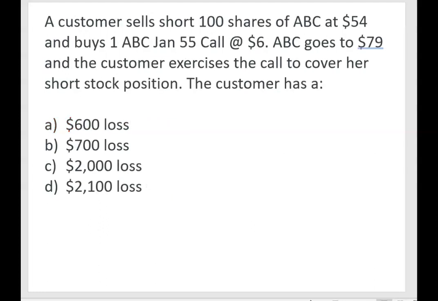Okay, let's bring another one here. A customer sells short 100 shares of ABC at $54 and buys one ABC January 55 call at $6. ABC goes to $79 and the customer exercises the call to cover her short stock position. The customer has A, $600 loss, B, $700 loss, C, $2,000 loss, or D, $2,100 loss.